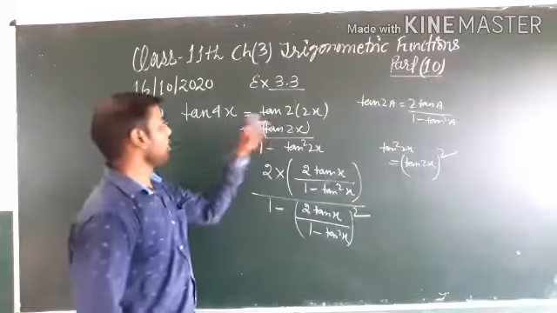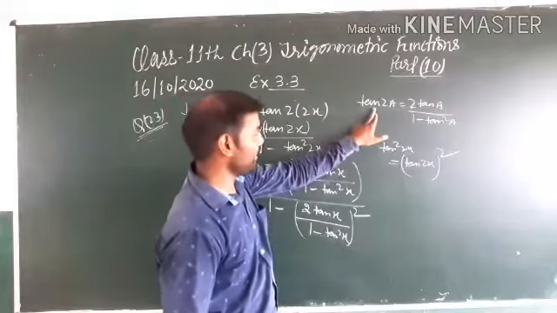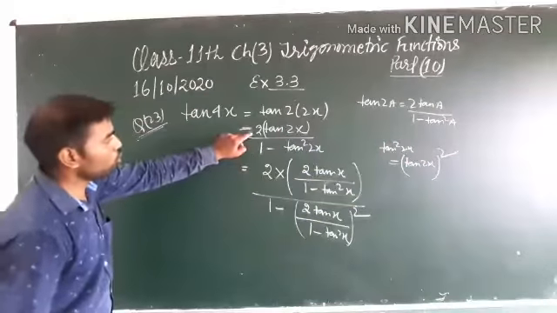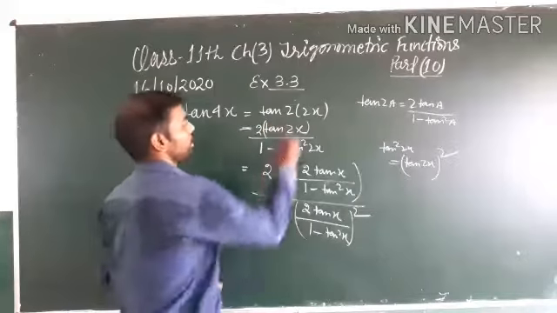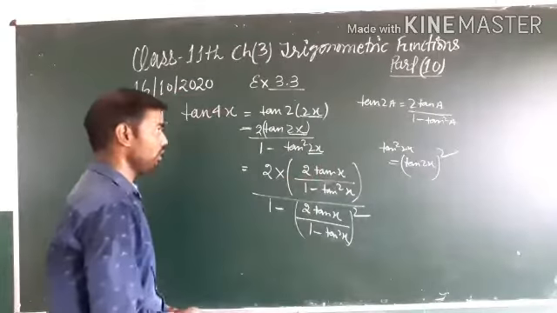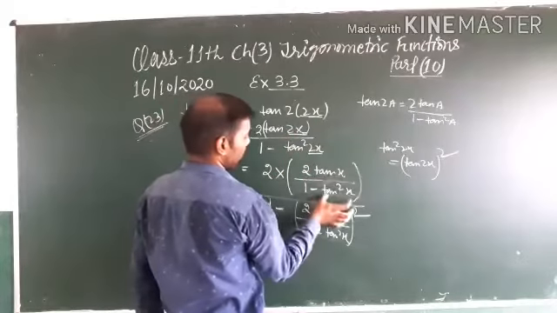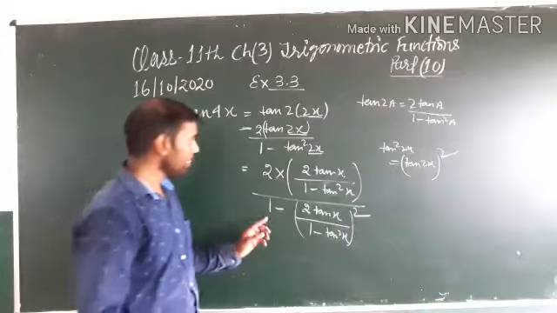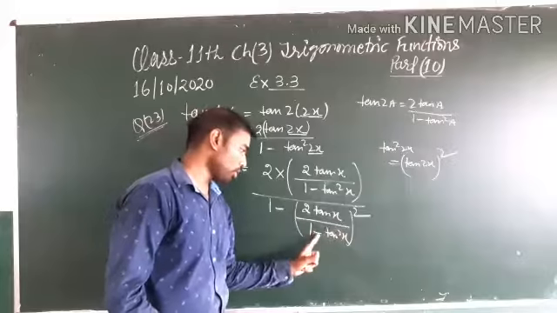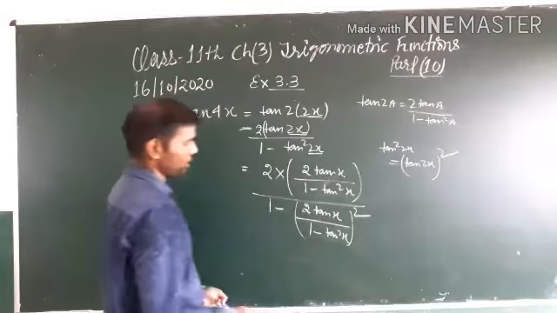So tan 4x is equal to tan 2 into 2x, and we use the trigonometric identity tan 2a is equal to 2 tan a upon 1 minus tan square a. Now again we use this identity, tan 2x is 2 tan x upon 1 minus tan square x, and in the denominator 1 minus tan square 2x, it means 2 tan x upon 1 minus tan square x to the whole square. Now you solve this whole part and you get your answer.